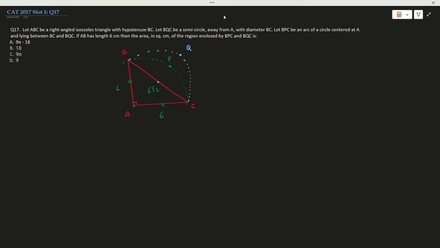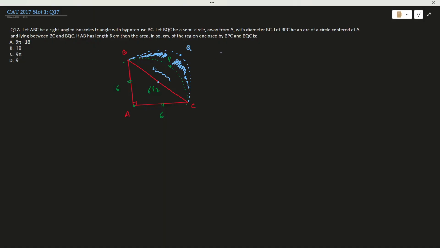That means I need to find the area of this part. Okay, this part. Okay guys, so how do I find this area? If I find the area of the semicircle and then subtract the area of this part, if I subtract it, then I will be left with the required area.